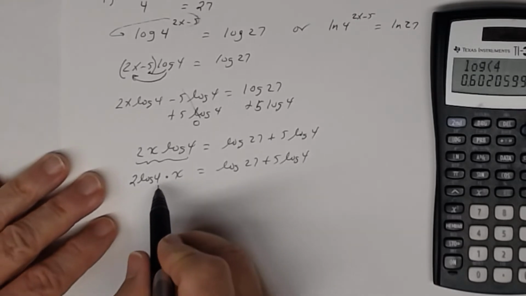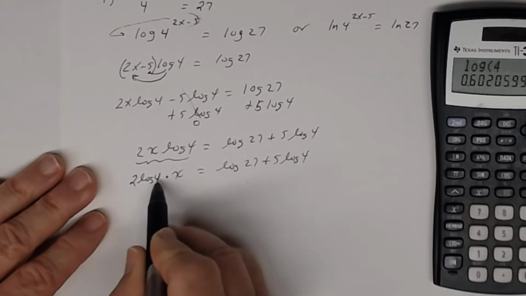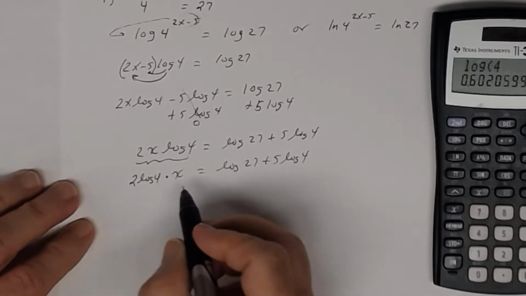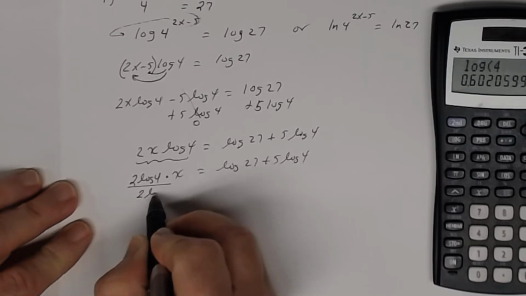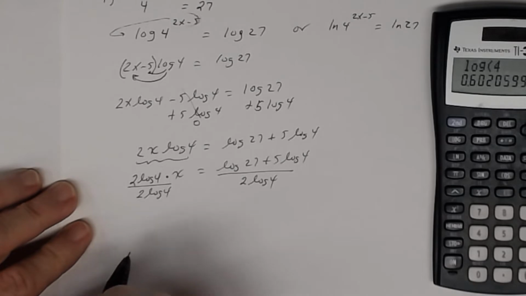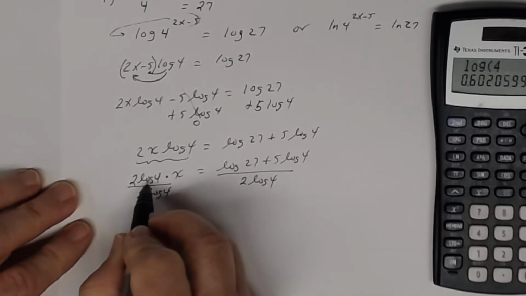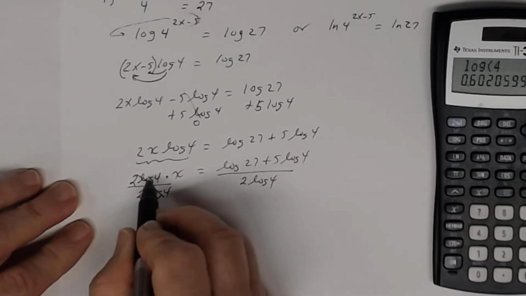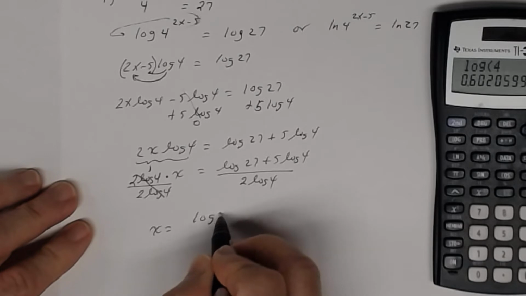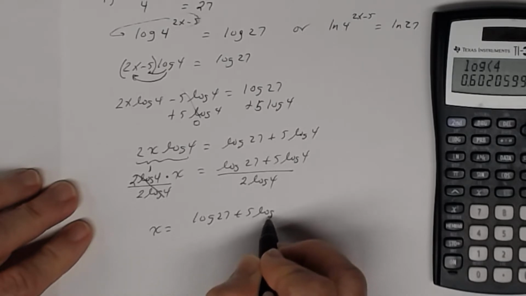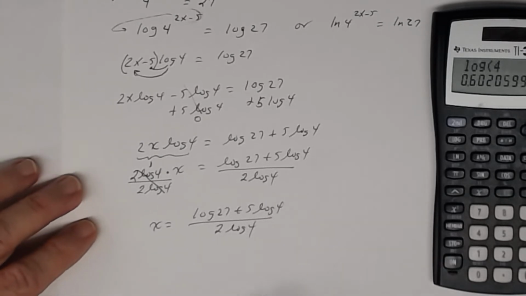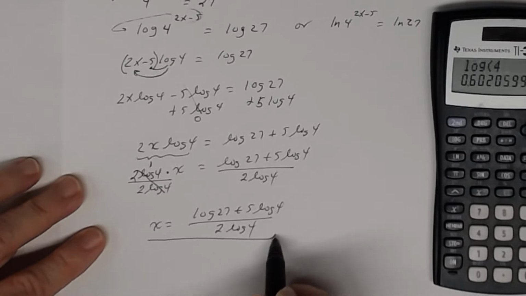And then to get x by itself, right now x is being multiplied by this real number, this coefficient, so the coefficient of x is 2 log 4. The opposite of multiplication is division. So I'm going to divide both sides by 2 times the log of 4. Those common factors divide out, you get 1, and 1 times x is x. So x equals the log of 27 plus 5 times the log of 4, divided by 2 log 4. Now there's your exact answer.